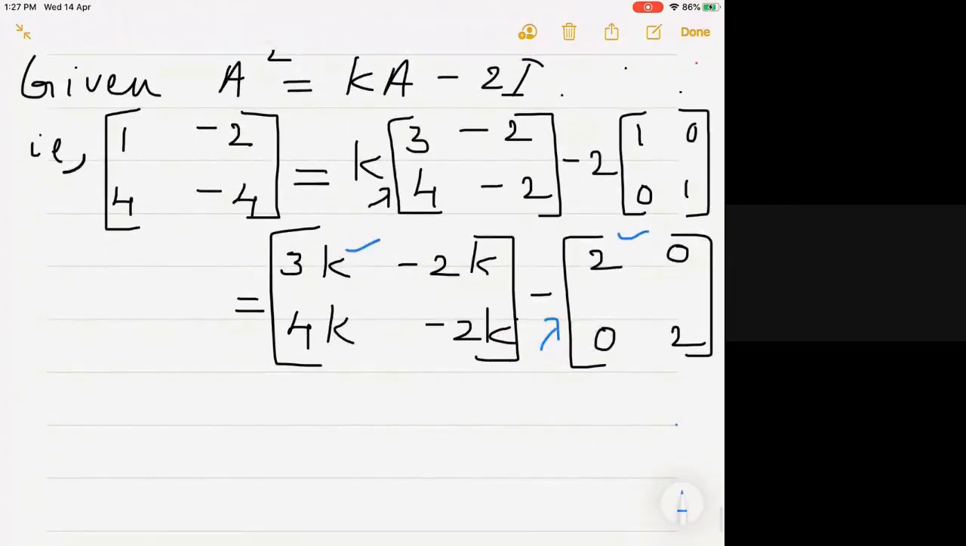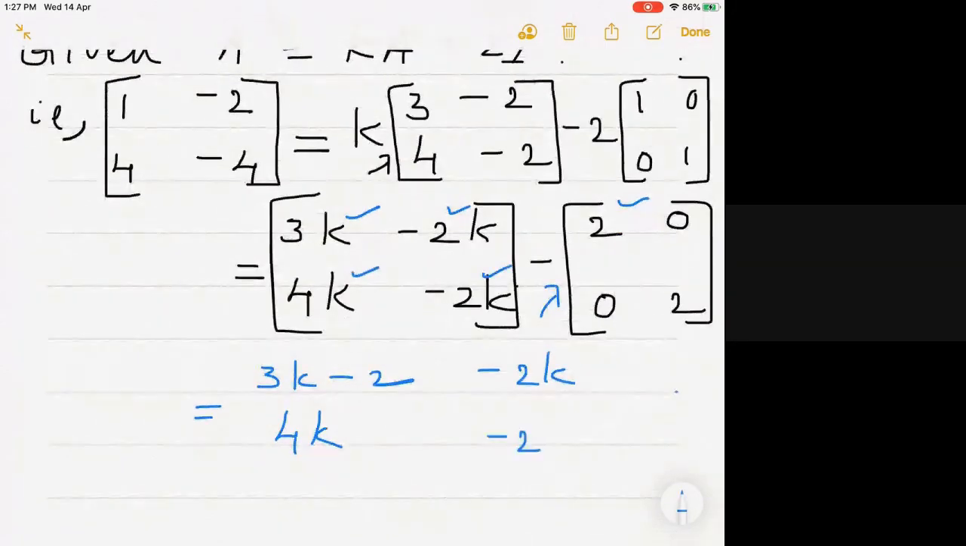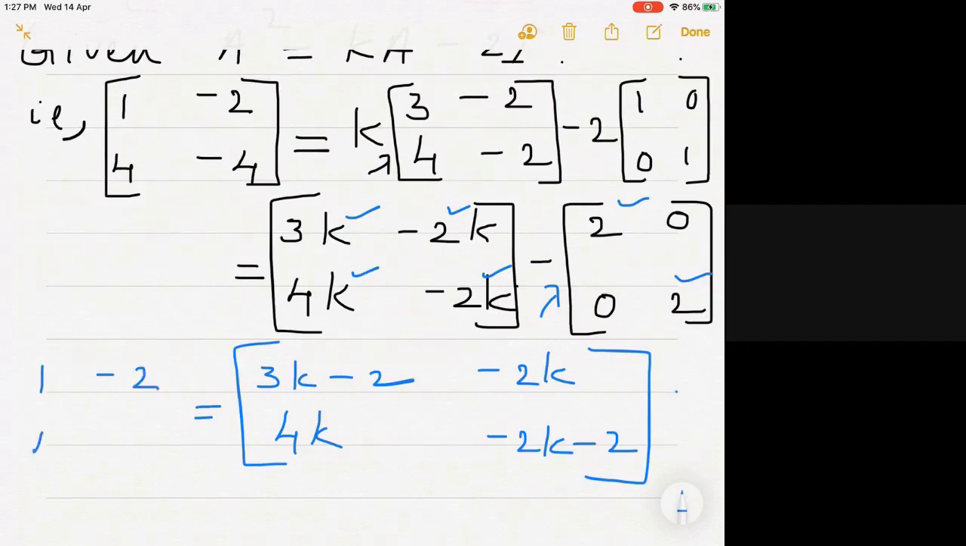That means which is equal to 3K minus 2, minus 2K minus 0. So I need not write minus 0. Then comes 4K minus 0. It is the same as 4K only. Then minus 2K minus 2. You are getting a matrix here. And left hand side is already a matrix. 1 minus 2, 4 minus 4.